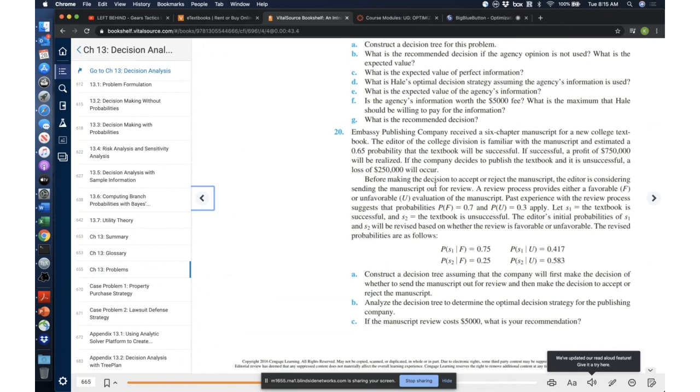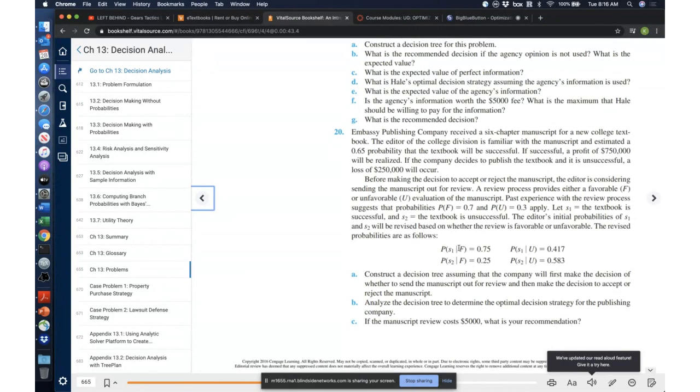Before making the decision to accept or reject the manuscript, the editor is considering sending the manuscript out for review. A review process will either provide a favorable or an unfavorable evaluation of the manuscript. Past experience suggests that there's a 70% chance that the review will come out favorable, and a 30% chance that it will come out unfavorable. If S1 is the state of nature saying that the textbook is successful, and S2 is the state of nature saying that the textbook is unsuccessful, these are the probabilities.